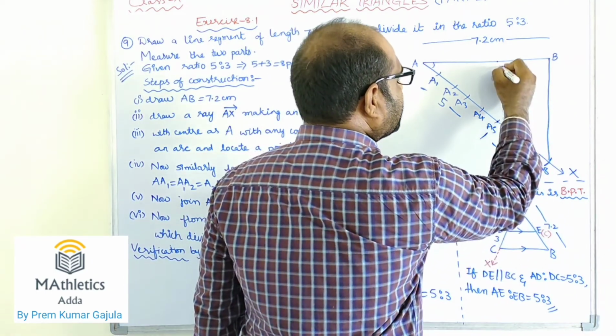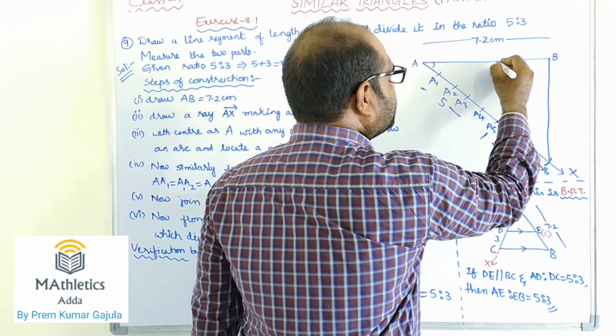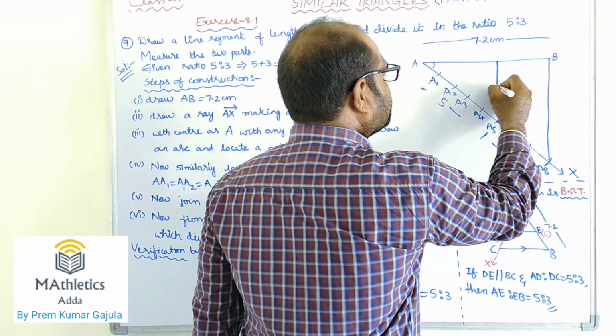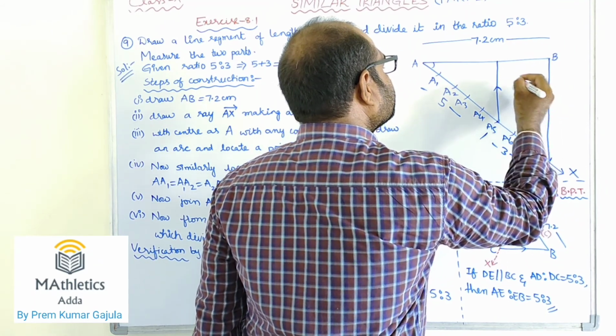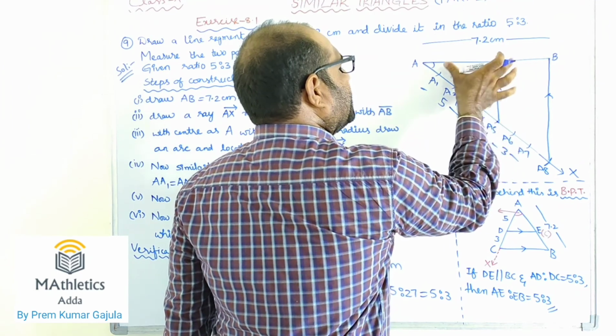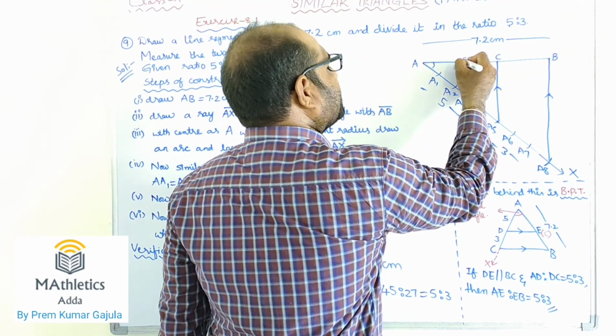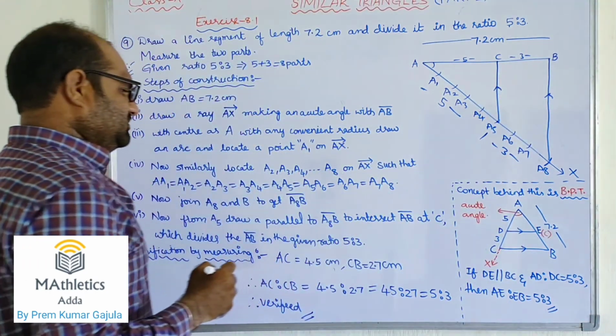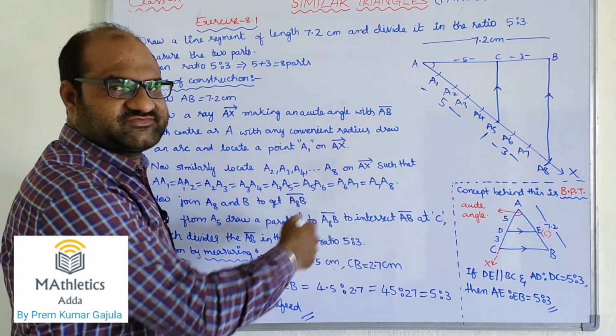So now I am drawing the parallel. This is completely vertical in my case, so I am drawing parallel to this. You will get a vertical line here which cuts AB at C. Now this is the 5 parts value and this is the 3 parts value. So now let us verify this.